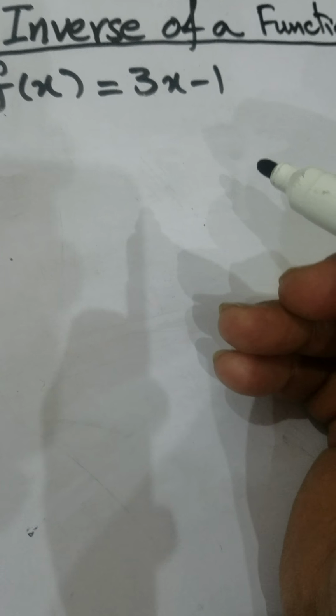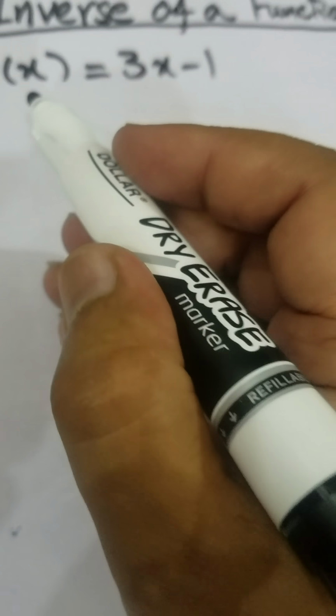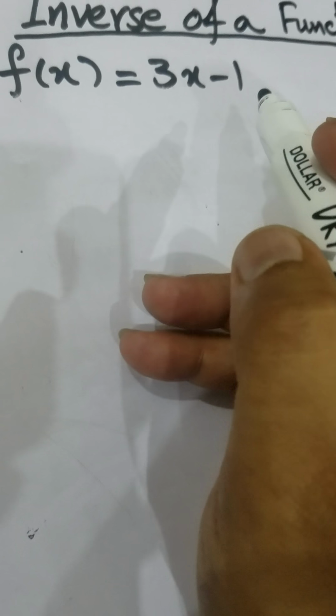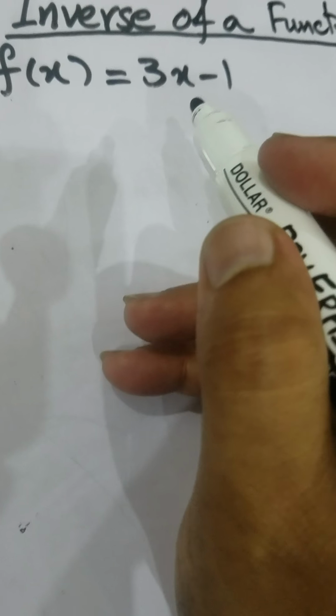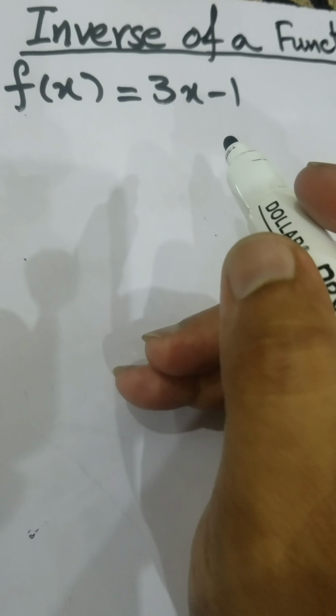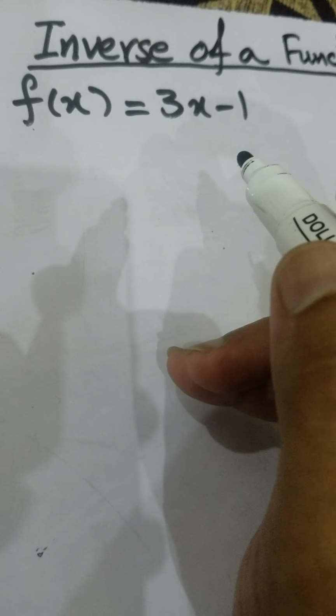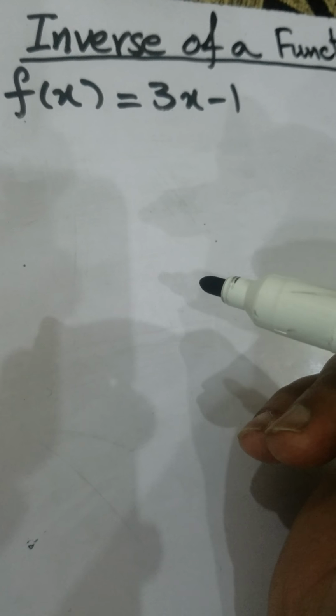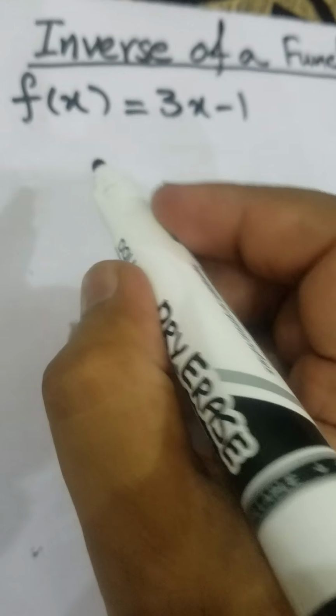We have to find the inverse of a function today. Let f of x be 3x minus 1. This is a function, f of x is equal to 3x minus 1. Now we have to find the inverse of this function. So we have to follow 3 steps.